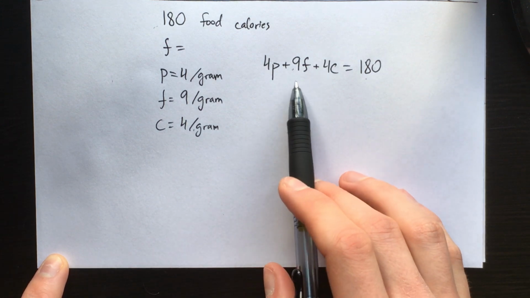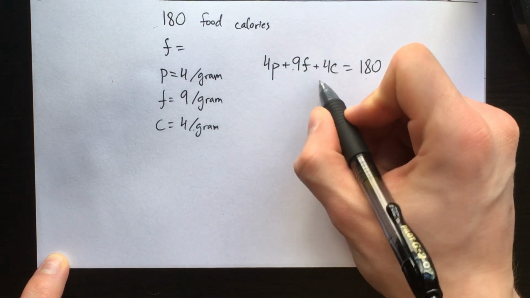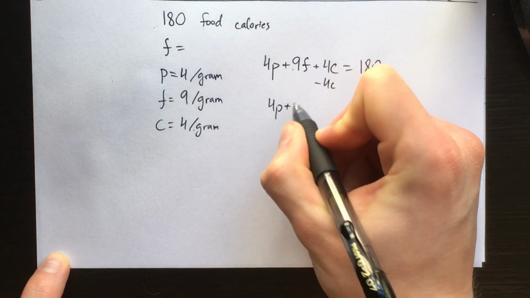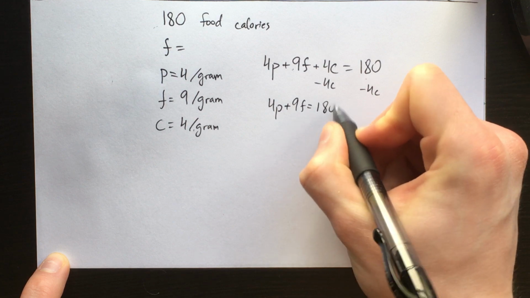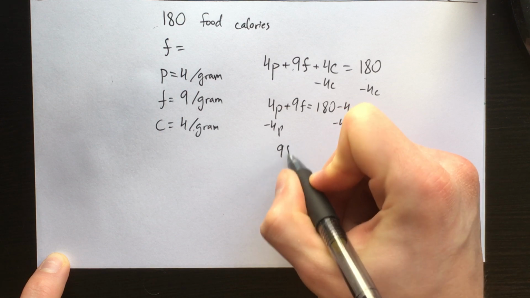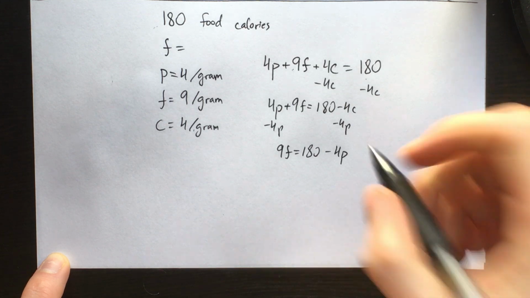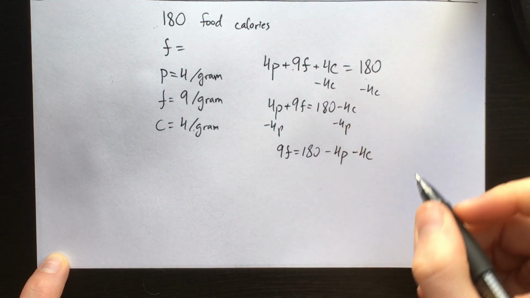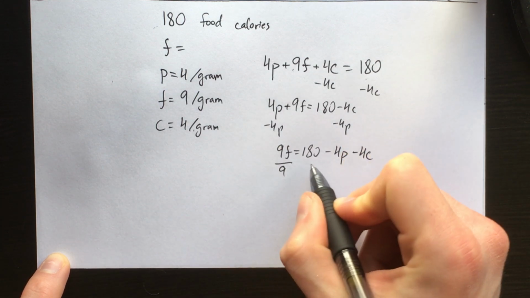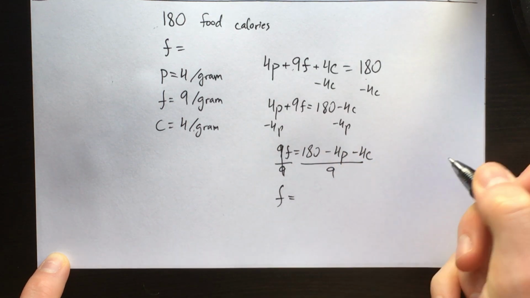So now, what do we want? We want an expression like F equals something. So that means basically that we just got to solve for F, or isolate it. We can start doing that by just subtracting 4C on both sides. So we get 4P plus 9F is equal to 180 minus 4C. From here we subtract 4P on both sides, so we get 9F is equal to 180 minus 4P, and minus 4C. Forgot to carry that over. And finally, to get F by itself, we just divide both sides by 9. So that means that this 9 cancels out. We get F by itself, which is exactly what we're looking for.